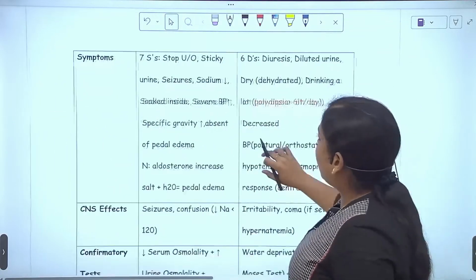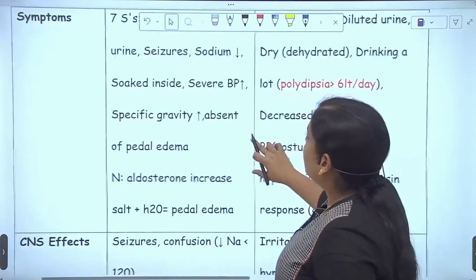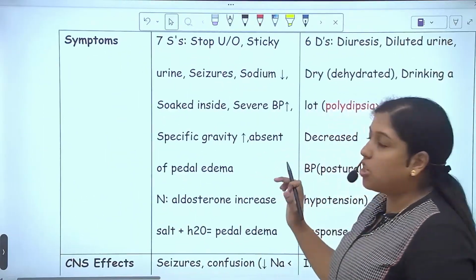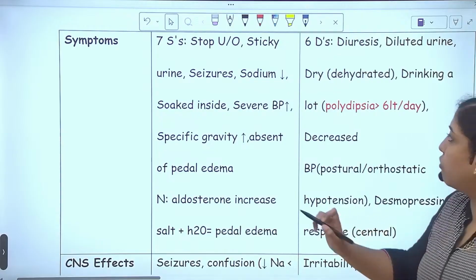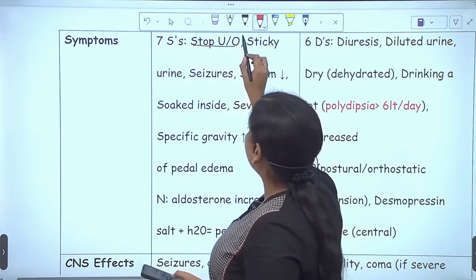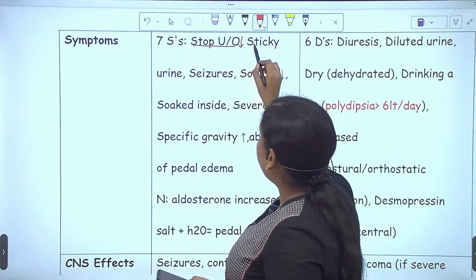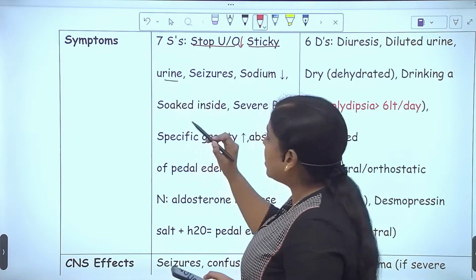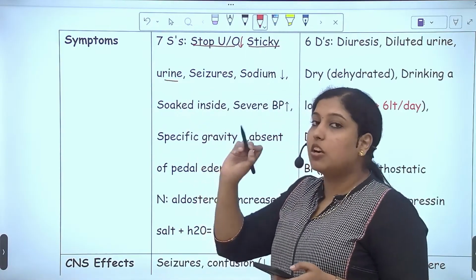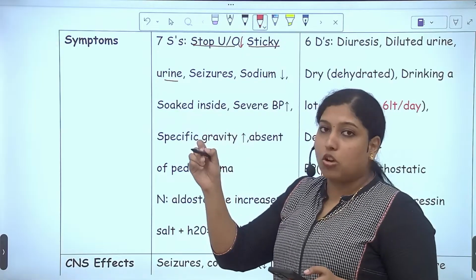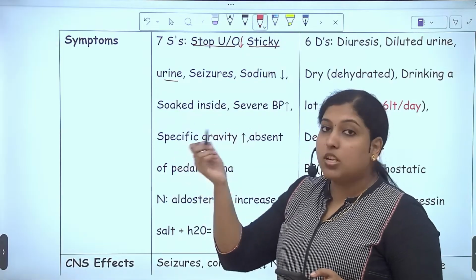Now let's talk about the symptoms. As I said, the patient will have a reduced amount of urine output. Obviously the urine output is going to be very much reduced, and the patient will have sticky and scanty urine, which in turn is going to cause increased urine osmolarity and increased urine specific gravity.